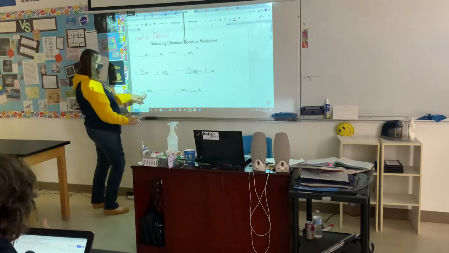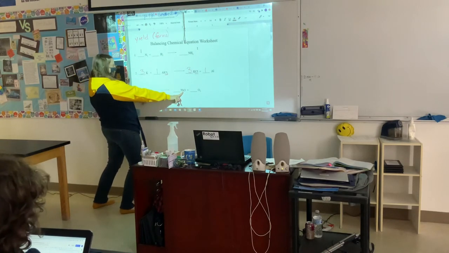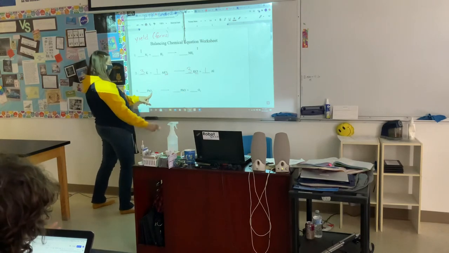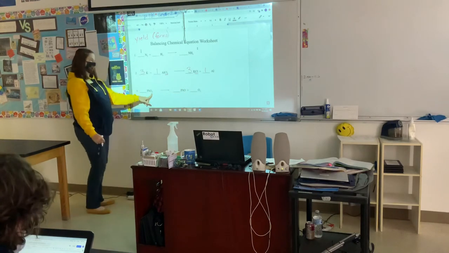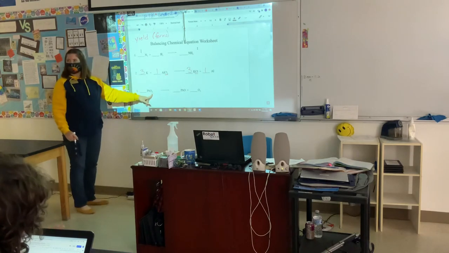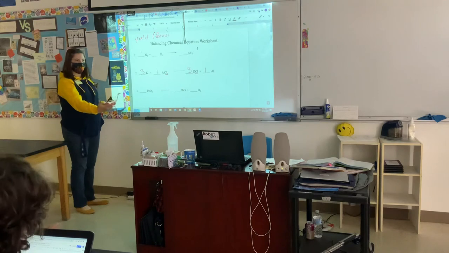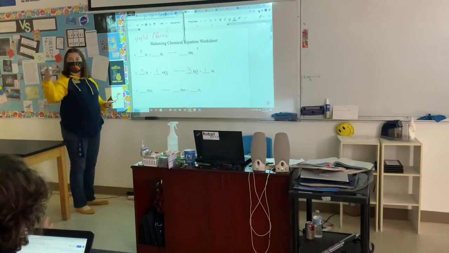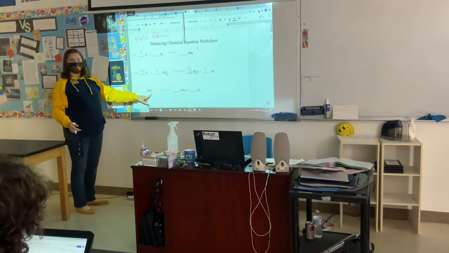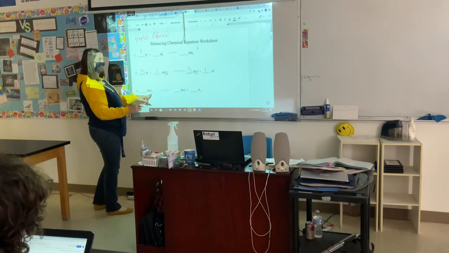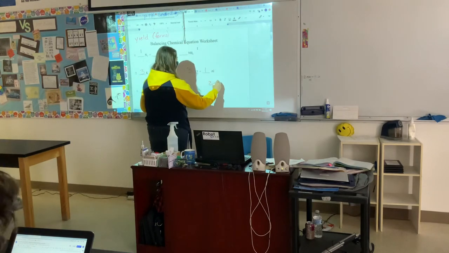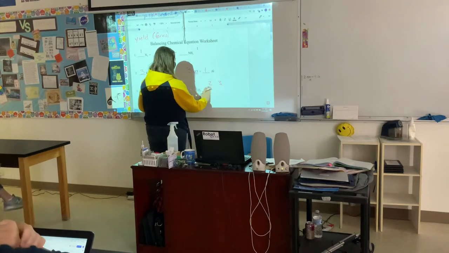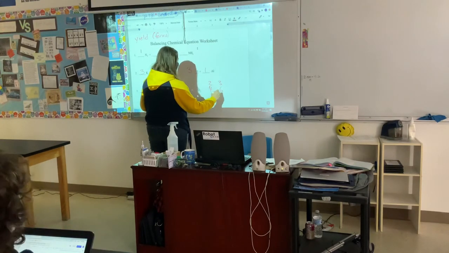For number 3, where we go, okay, PB, PB. Well, that seems okay so far. O2, O, and I have another 2. So I have 3 O's on this side, only 2 on this side. How do I get it to equal when I have 2 and I have 3? I need that lowest common multiple. So what's the lowest common multiple of those? The lowest common multiple of 2 and 3 is 6. So I can go 2, 3, 4, 6.